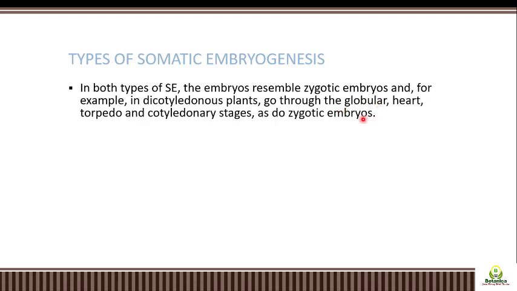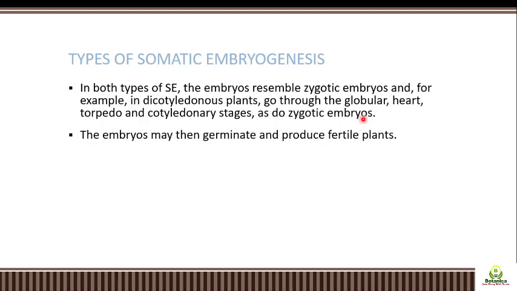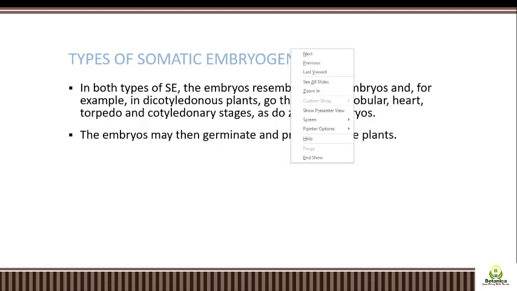As far as further development is concerned, when the embryo is formed, either it is directly formed or indirectly formed, and it will follow the same pattern of development as the zygotic embryo follows, but the pattern differs before the formation of the embryo. So the embryo may then germinate and produce fertile plants.